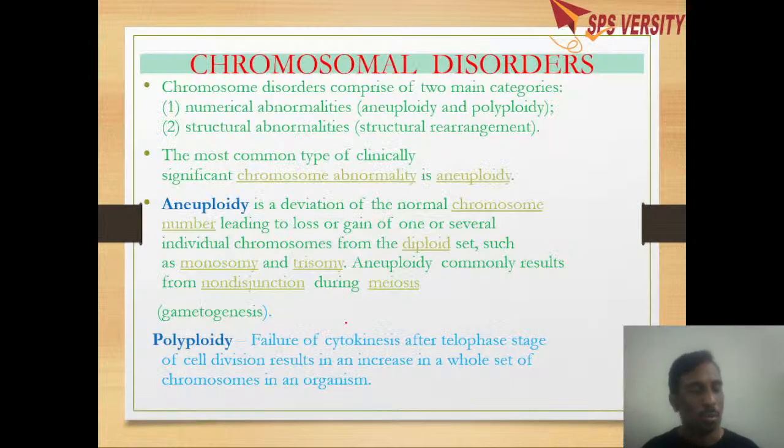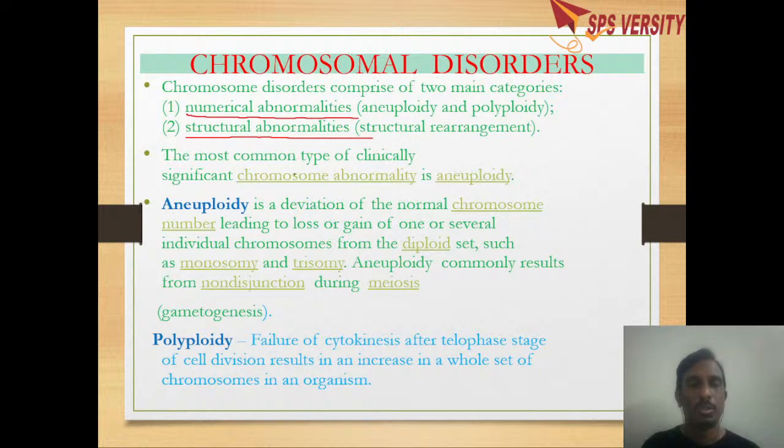So till now what we discussed are Mendelian disorders. In genetic disorders we discussed Mendelian disorders. Now the next topic we are going to discuss is chromosomal disorders. Chromosomal disorders mean there is a change in chromosome number and a change in the structure of the chromosome. So here you can see two types of chromosomal abnormalities: one is numerical abnormalities, and another is structural abnormalities.